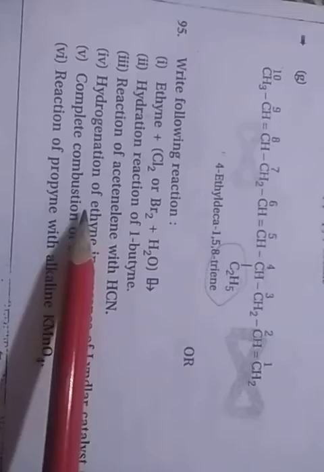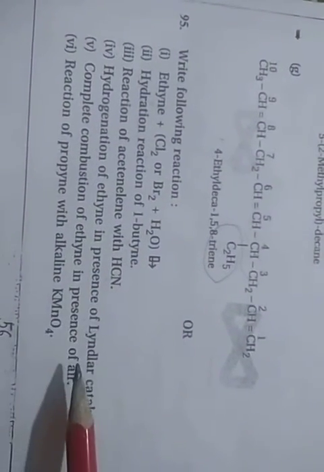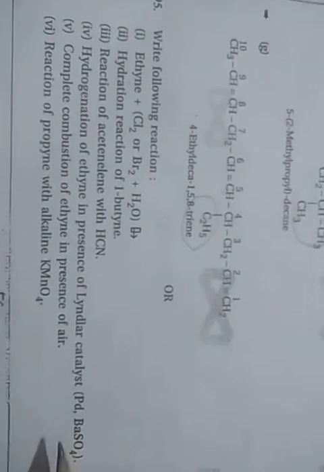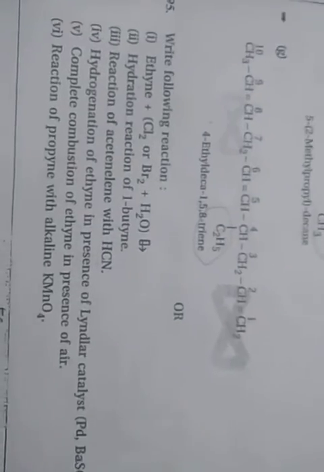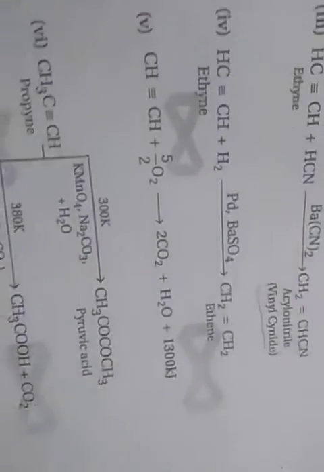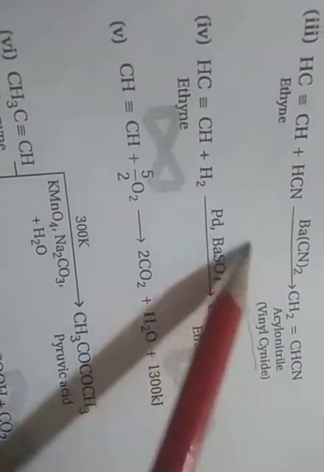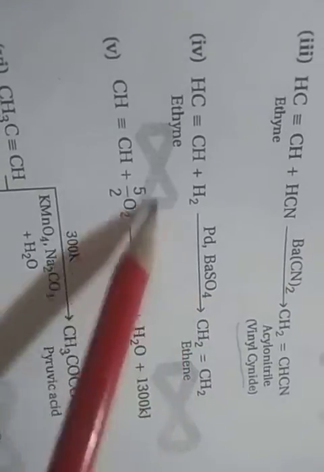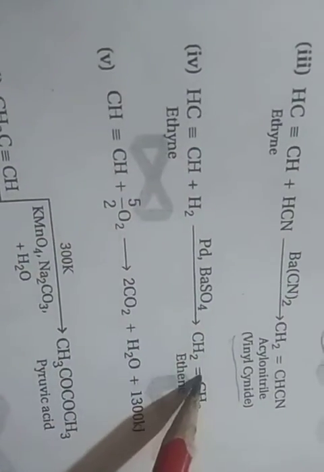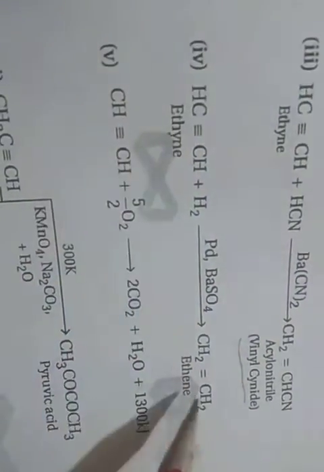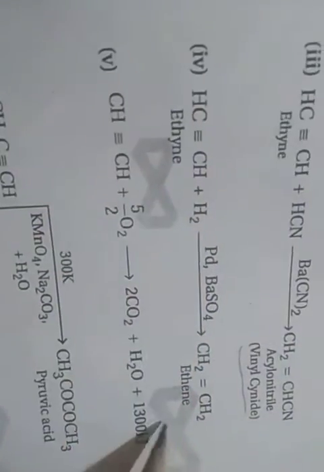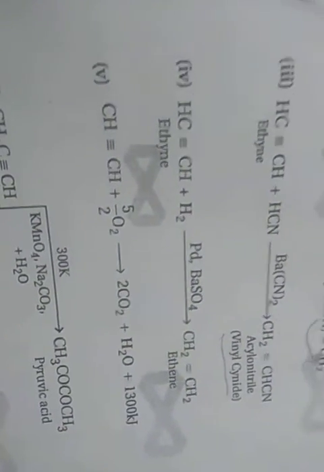Next, fourth, is hydrogenation of ethyne in the presence of Lindlar catalyst, palladium and barium sulfate. This catalyst is Lindlar catalyst. The triple bond breaks into a double bond and hydrogen is attached on both sides. So ethyne converts into ethene. Clear?